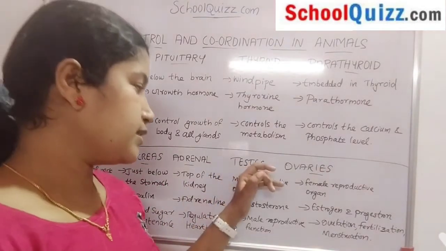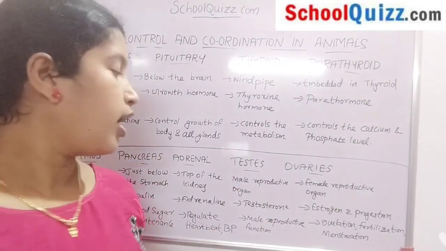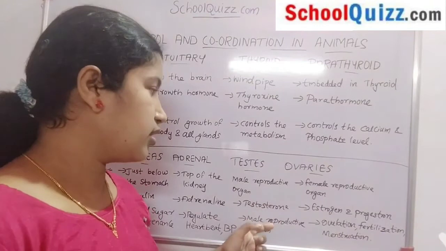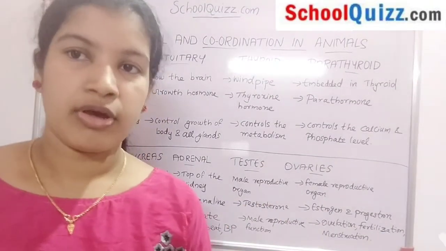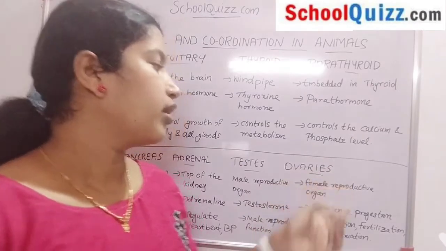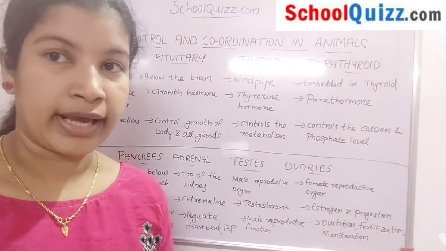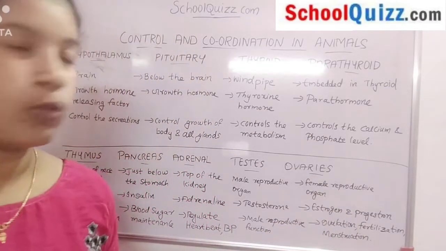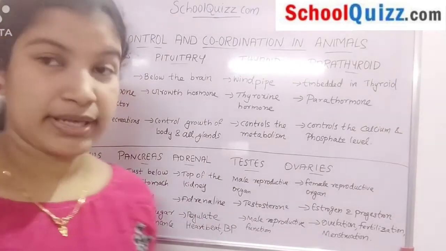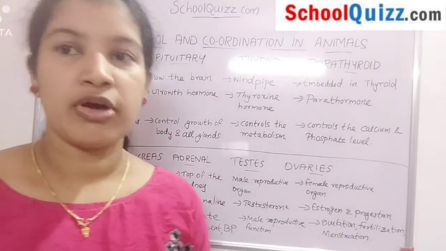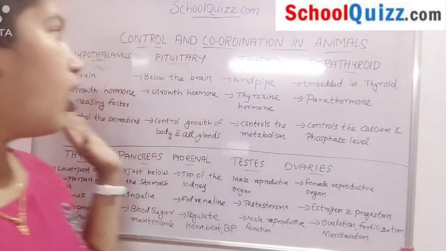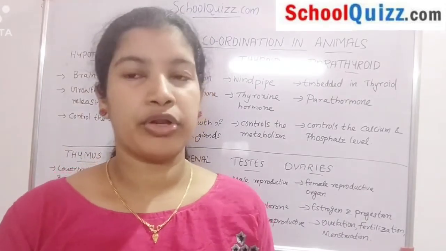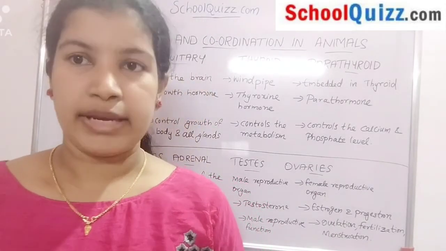Then let's move on to testis. It is a male reproductive organ, and it produces the hormone called testosterone, and it has the function of male reproductive function. And ovaries are the female reproductive organ, and they produce estrogen and progesterone, and help in ovulation, fertilization, and menstruation, and all our female reproductive function. So this is all about our hormones and endocrine glands. This also plays an important role in control and coordination in animals.